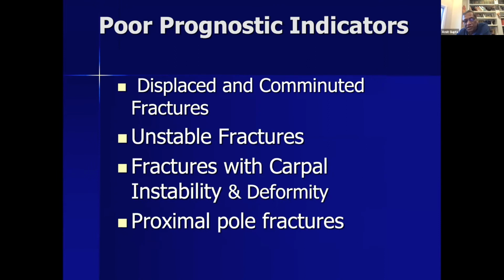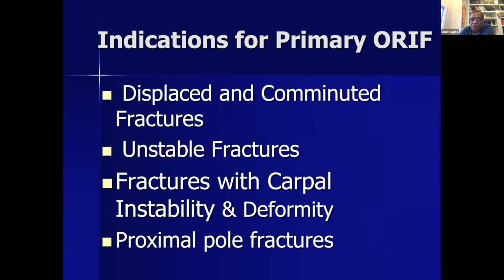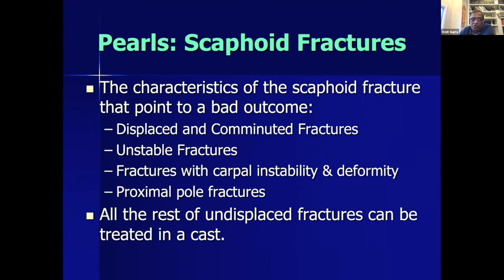So, revising again, poor prognostic indicators are displaced fractures, comminuted fractures, unstable fractures, fractures with carpal instability and deformity, and proximal pole fractures. Therefore, the indications for primary ORIF are displaced comminuted fractures, unstable fractures, fractures with carpal instability and deformity, and proximal pole fractures. All the rest, undisplaced fractures, can be treated in a cast, followed by a CT scan at 6 weeks. And that is our conclusion. Thank you.